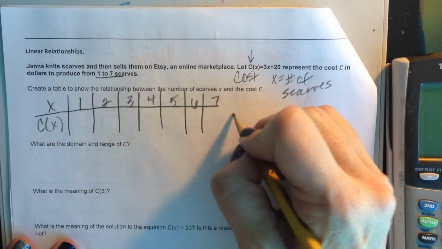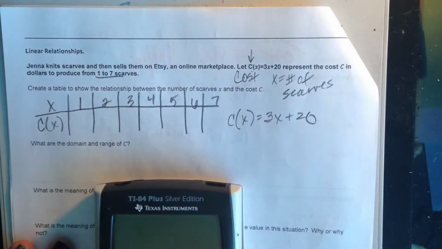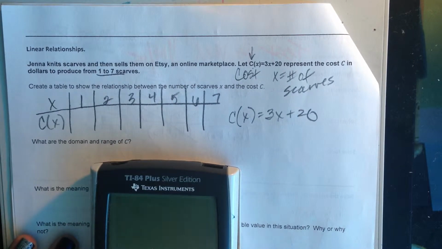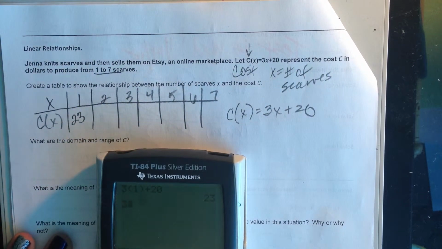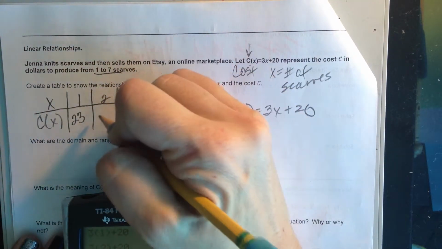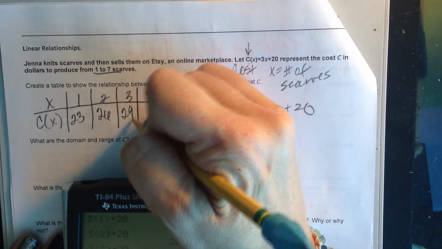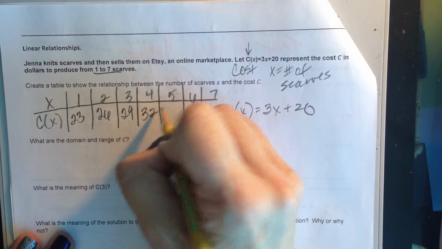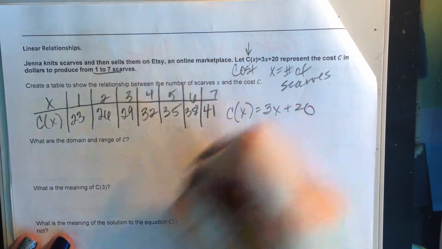The equation is written C of X equals 3 times the X value plus 20. So I'm going to use my calculator, and I'm going to start with 3 times 1 plus 20. Find out that 1 scarf will be $23. 3 times 2 plus 20 would put me at $26. 3 times 3 plus 20 would put me at $29. And seeing the pattern that 3 is being added every time, I'm just going to finish by adding 3. 32, 35, 38, and 41.